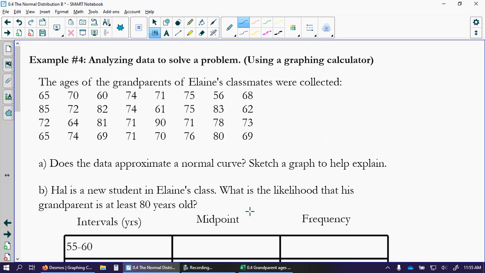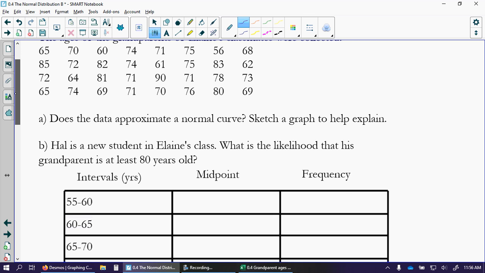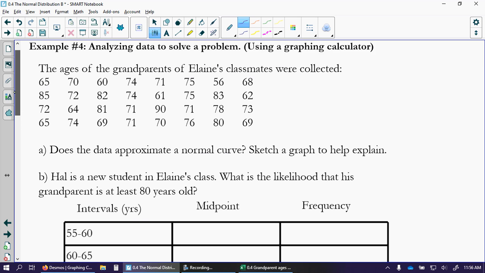But what I want to do is look at a question like this. So if we find these in our notes, let me give you a second. We have a bunch of data. The ages of grandparents of Elaine's classmates were collected. Does this approximate a normal curve? So how can we do that? Well, we can do a frequency chart, kind of look at a histogram. Hal's a new student. What is the likelihood that his grandparent is at least 80 years old? Well, we can look at some percents here in a sec.